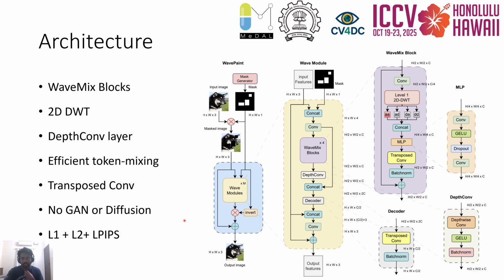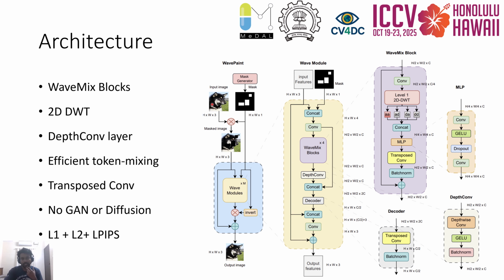This is our architecture, WavePaint. The core part of the architecture is the WaveMix block as shown here. The WaveMix block is a token mixing architecture which uses 2D discrete wavelet transform for token mixing. It is a parameter-free operation, which makes the model parameter efficient. It also reduces the feature size, which makes the computation much more efficient while consuming less GPU. And WaveMix has been shown to perform well in tasks like image classification, semantic segmentation, and image super resolution. We also use a depth-wise convolution block for extra token mixing.